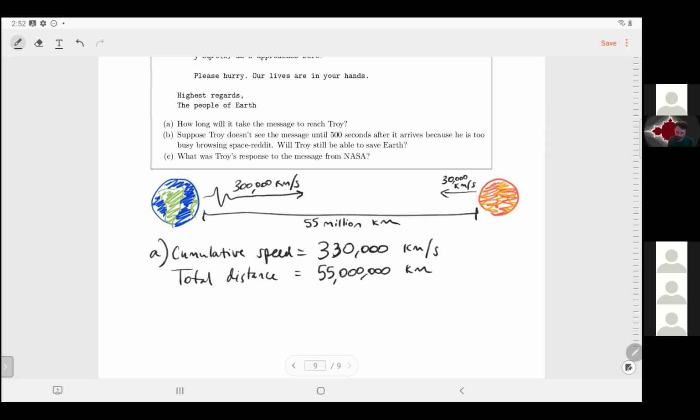And so whenever you have distance and speed, you can get time, right? So distance is speed times time. So time is distance over speed, which in this case is 55 million divided by 330,000. Okay, and then whatever that works out to be. So let me figure it out really fast.